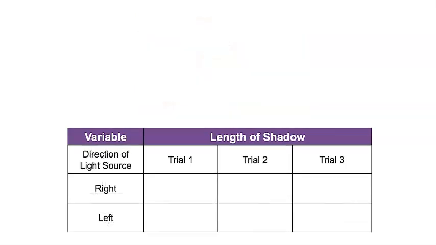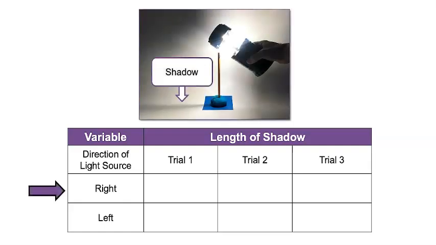Now we will test the direction of the light source. The angle of the light source will remain at 45 degrees, and we will start with the light source 10 centimeters to the right of the pencil. The shadow goes beyond the photograph again, but I will use the ruler to measure the shadow. The shadow length is 34 centimeters for each trial.